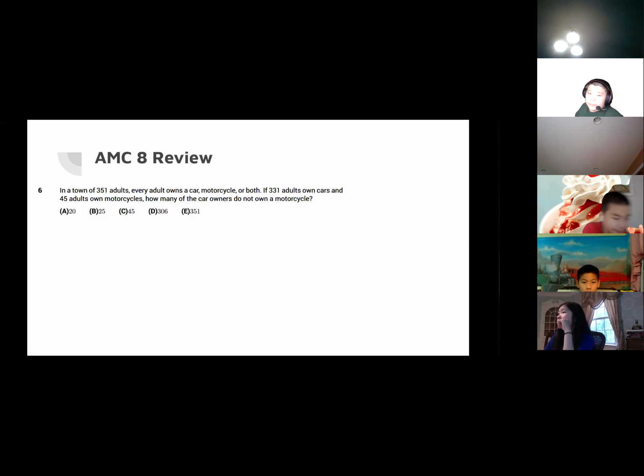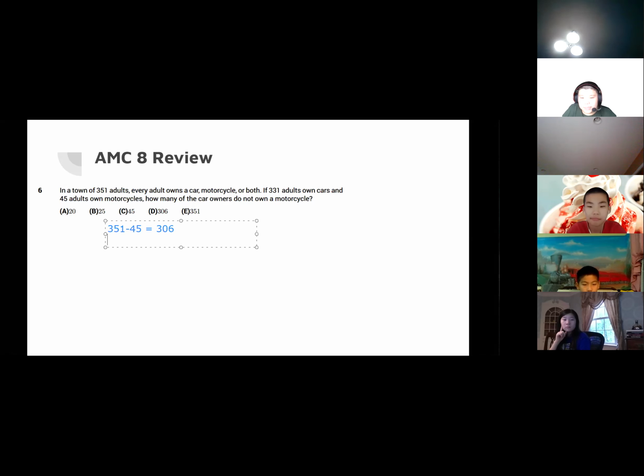So in that case, it's actually really simple because 351 minus 45 equals 306. And so 306 people do not own a motorcycle. But again, every adult must own a car, a motorcycle, or both. So what that implies is that all of these 306 people are also car owners. So the answer is simply 306.